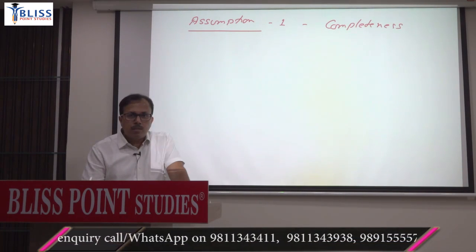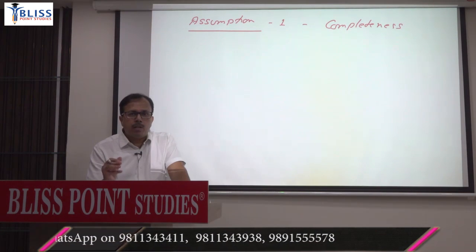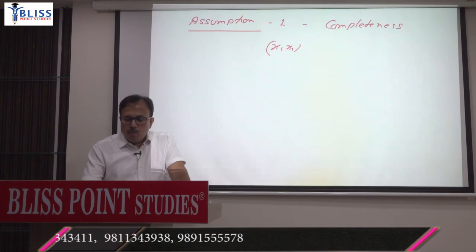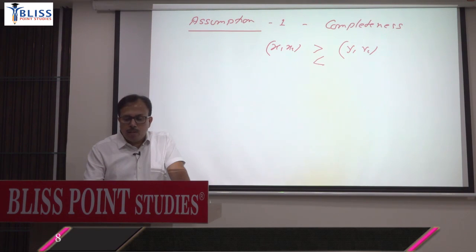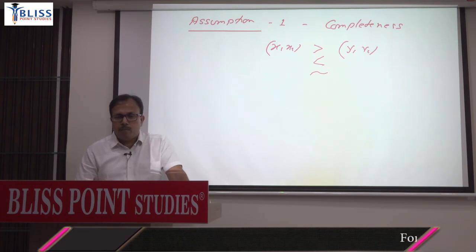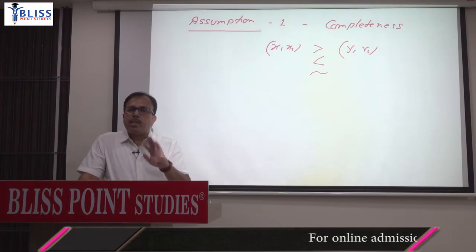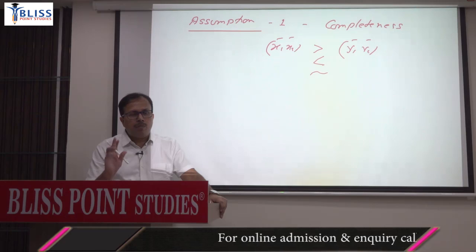Completeness means, just as stated above, two bundles must be compared. Only when you can compare one bundle x1 x2 with the alternate bundle y1 y2, only then we can say whether x1 x2 is preferred, or y1 y2 is preferred, or the consumer is indifferent between these two bundles. So completeness actually means that when we are comparing two bundles, in both bundles the commodity must be the same, only its quantity is different. So if you are taking rice and wheat here, here also rice and wheat, you can't take a different bundle there.